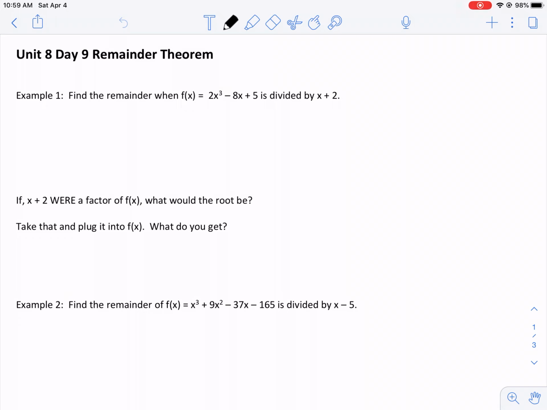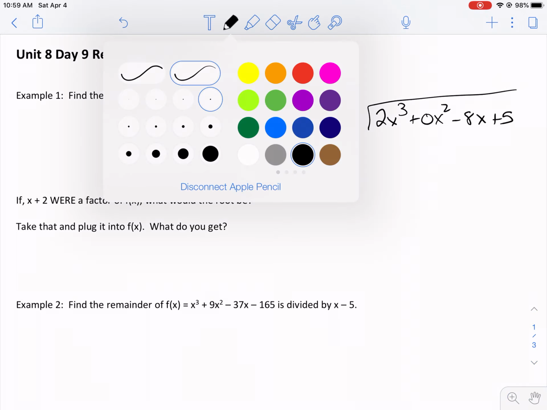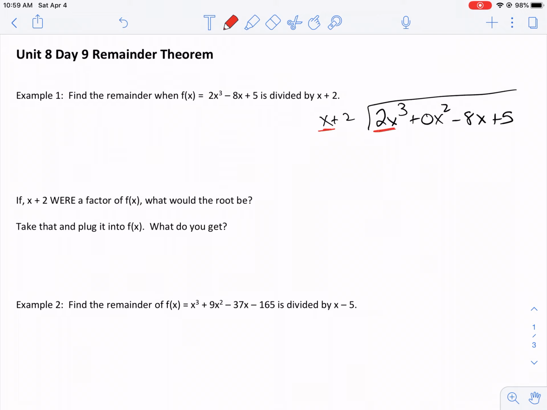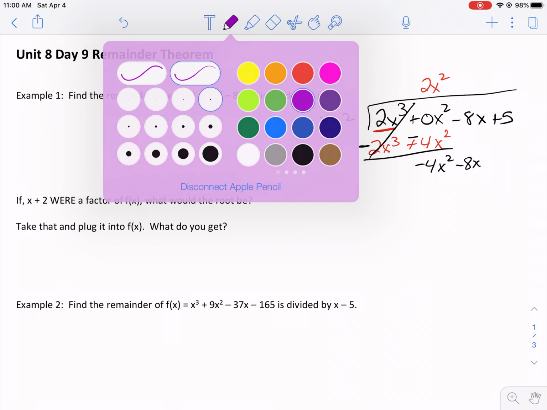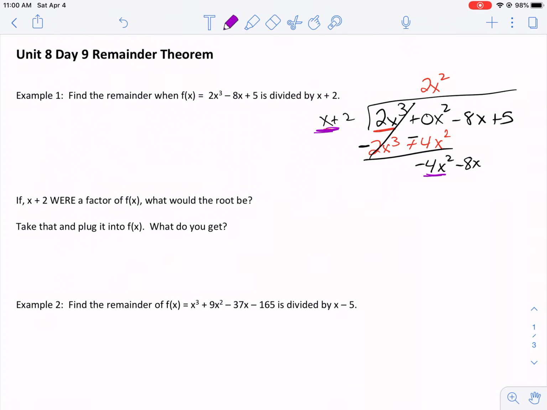So we're going to use long division, which means we have to add a 0 term for the x squared, and we're going to divide it by x plus 2. Alright, so what do I multiply an x by to get 2x cubed? I need a 2x squared. So when I distribute that, I get 2x cubed plus 4x squared. Subtract by changing both the signs, and we're left with negative 4x squared. Bring down the negative 8x. Okay, what do I multiply x by to make a negative 4x squared? I need a negative 4x.